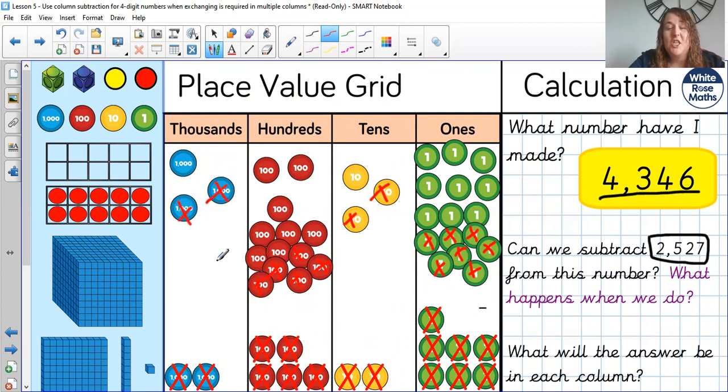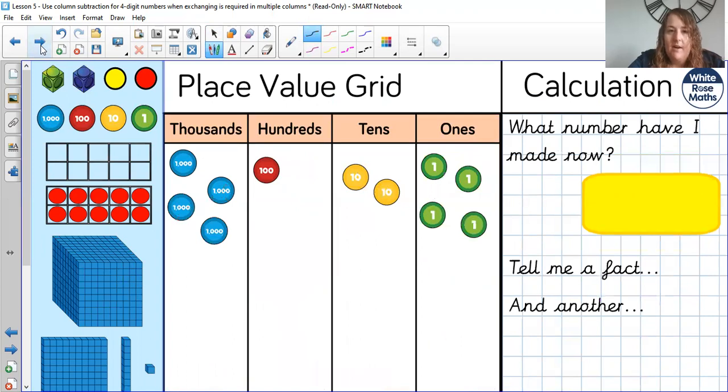Okay, so we needed to exchange twice in that calculation. It was in multiple columns. So let's see how many I've got left. I've got 1, 2, 3, 4, 5, 6, 7, 8, 9. I've got 9 ones left. 1 ten left, because the other ones are crossed out. 1, 2, 3, 4, 5, 6, 7, 8 hundreds left. And 1,000 left. So our answer is 1,819. Hopefully you could see how we did that exchanging. Let's have a go at another one then.